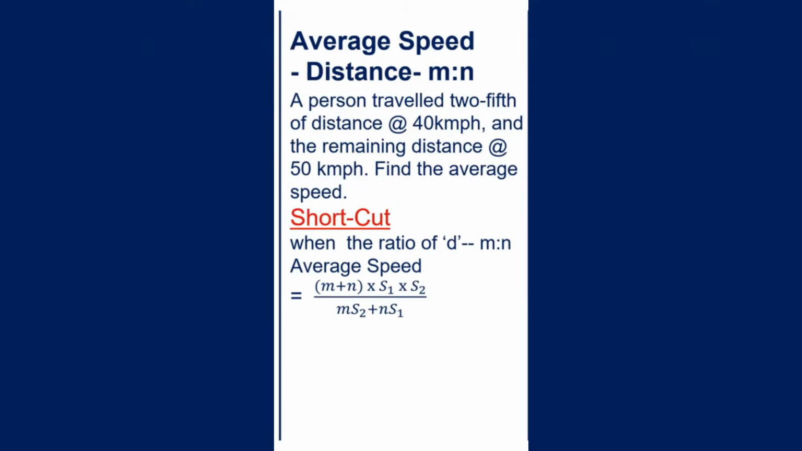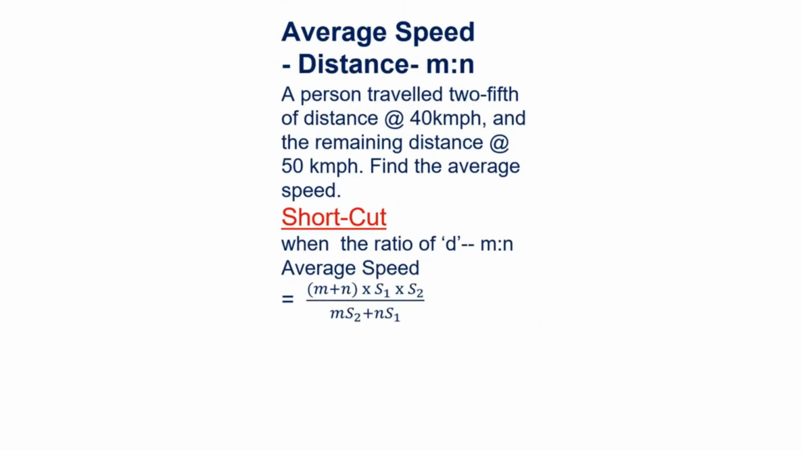In this session, we will discuss average speed when distances are in the ratio m is to n. A person traveled 2/5 of a distance at 40 kilometers per hour and the remaining distance at 50 kilometers per hour. Find the average speed. The shortcut is, when the ratio of distance is m is to n, the average speed is (m plus n) into S1 into S2 by (m S2 plus n S1).